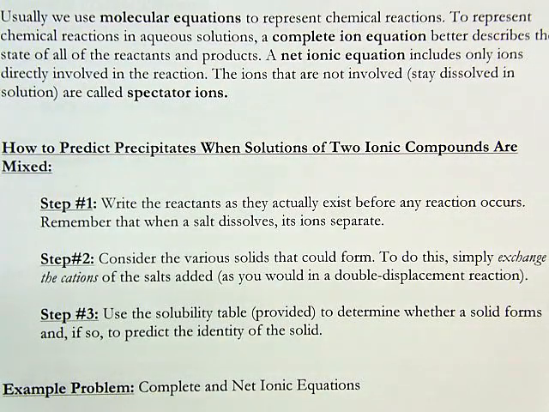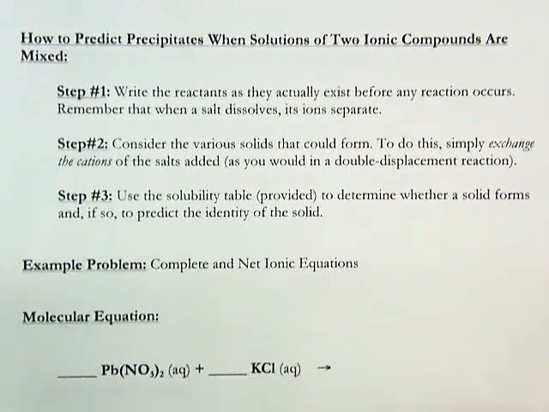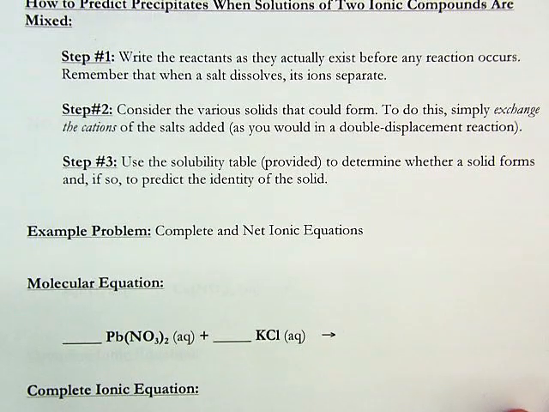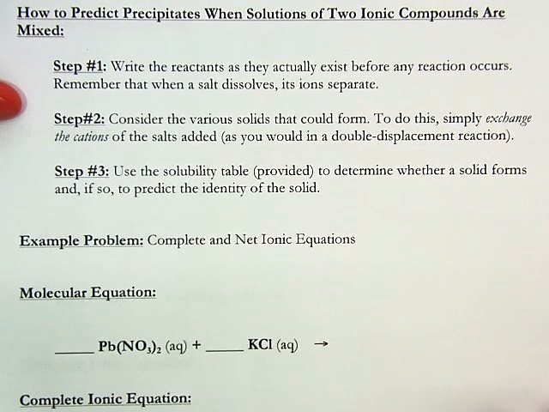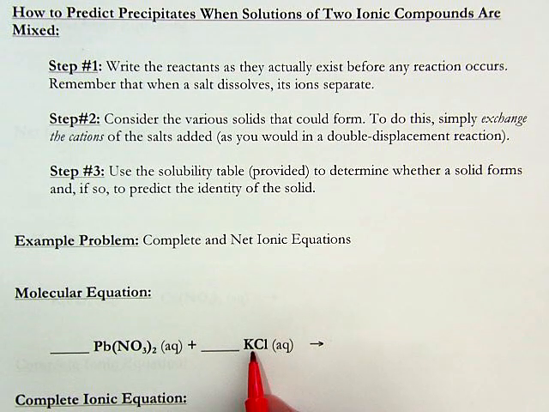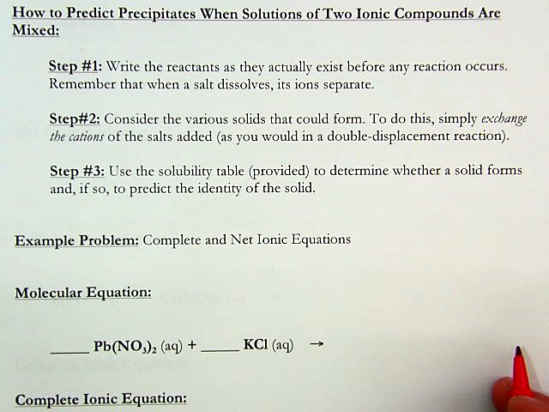So let's do some example problems. This is the easiest way for us to figure out what these equations mean and how they work. So the first thing we're going to do is complete our molecular equation. So we have two reactants. We have Pb(NO3)2, right? This is called lead(II) nitrate. And we have KCl, potassium chloride. Now we have to figure out what the products are going to be of this reaction.